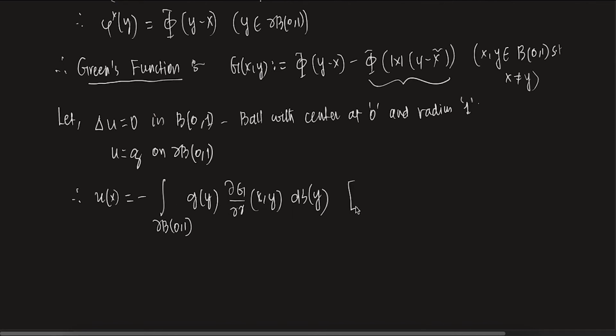Where is this coming from? You remember in the last lecture we talked about the representation formula. In the representation formula, there is another part, but that part is 0 because Laplacian u equals 0. Okay, that part is not there. Essentially, it boils down to the boundary.